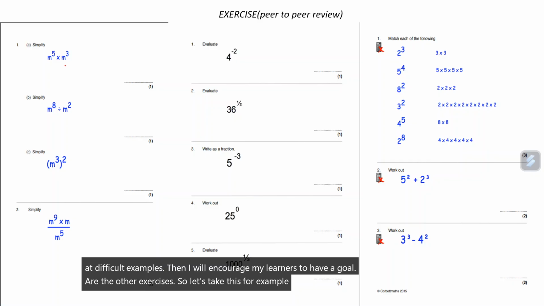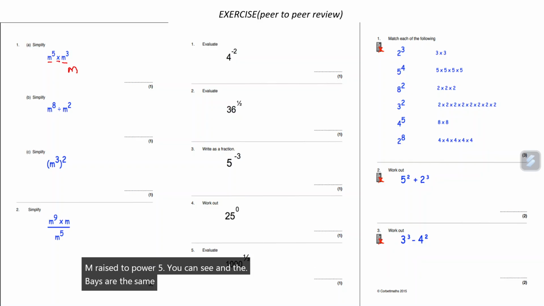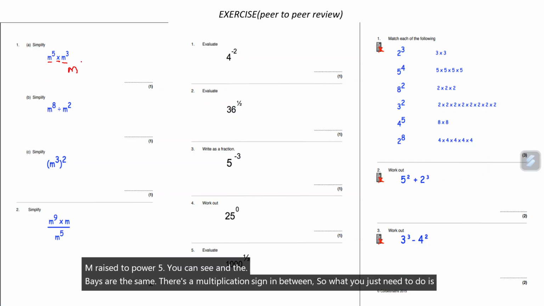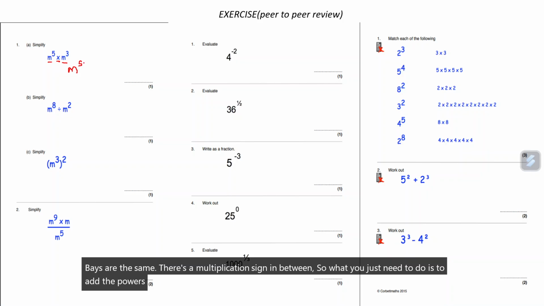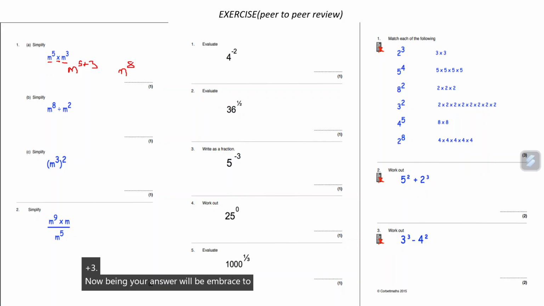Let's begin with this. So this is m raised to power 5. You can see the base are the same. There's a multiplication sign in between. So what you just need to do is to add the powers. So that will be 5 plus 3. Your answer will be m raised to the power of 8.